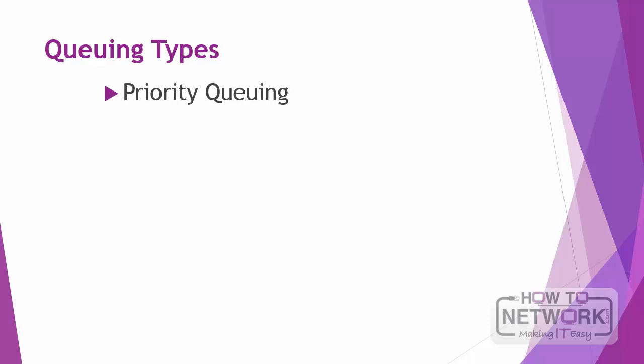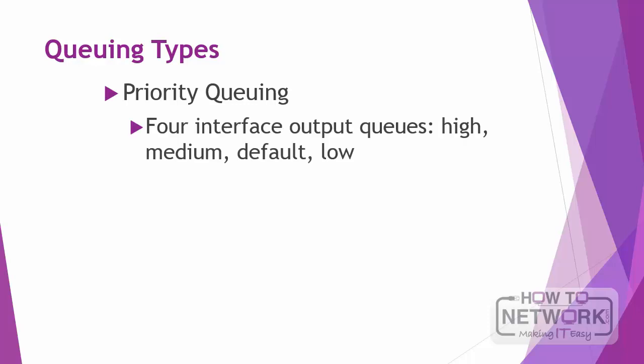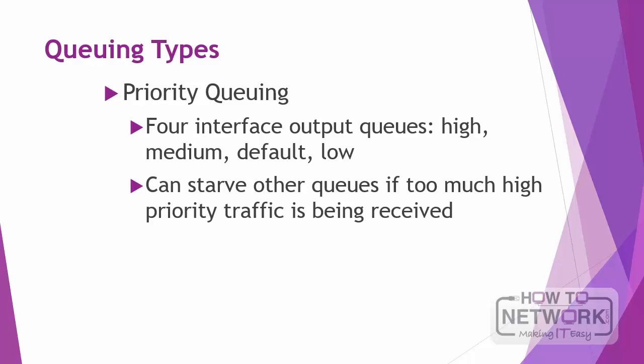Priority queuing is a queuing method that establishes 4 interface output queues that serve different priority levels, which are high, medium, default, and low. Unfortunately, priority queuing can starve other queues if too much data is in one queue, because higher priority queues must be emptied first before lower priority queues.